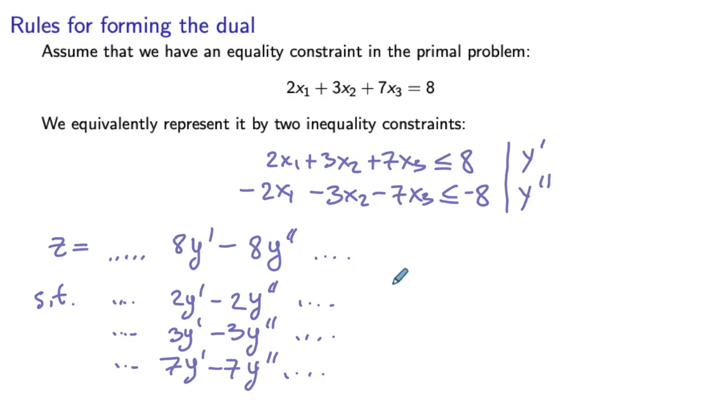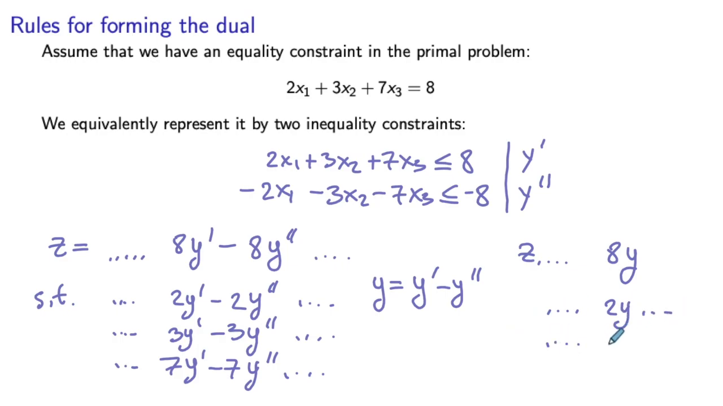Therefore we can do a change of variable, and let's denote by y the difference between y prime and y2 prime. What we had before will be equivalent to the following, where we only focus on the part corresponding to y prime and y2 prime. Now in the objective, y is going to appear with the coefficient of 8. In the first constraint it is going to appear with the coefficient of 2, in the second constraint with the coefficient of 3, and in the third constraint with the coefficient of 7.